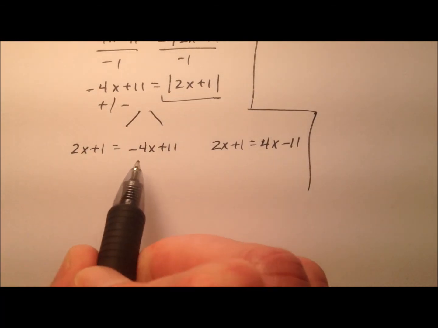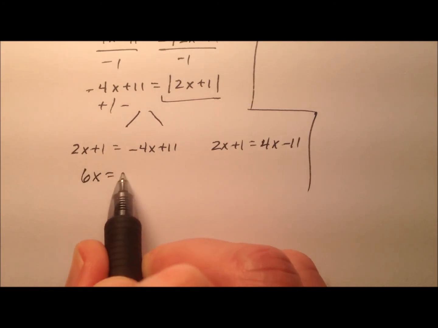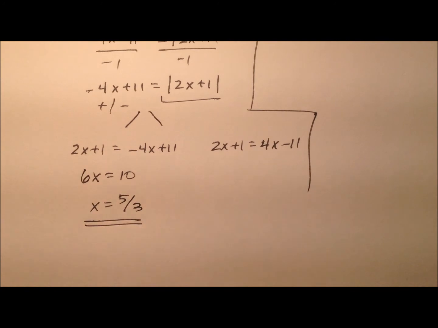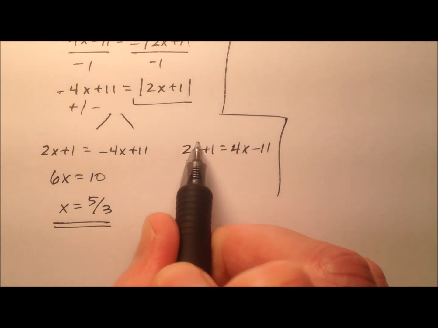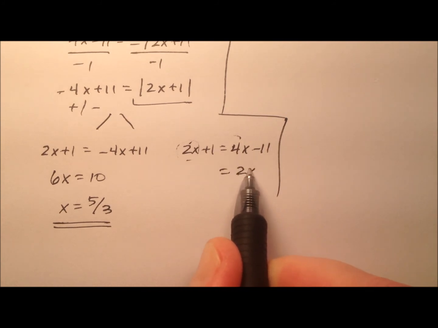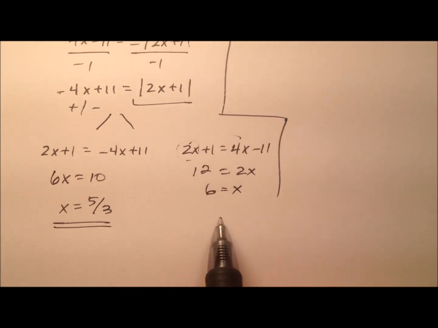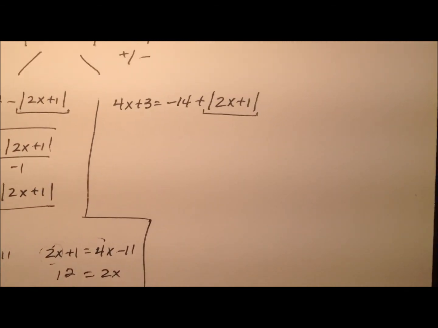So let's solve for x. I'll add 4x and get 6x equals, and subtract 1 to get 10. So x equals 5/3. So there's one possible value. Here, let's subtract the 2x, and we'll get 2x over here, and we'll add 11 to get 12. So it looks like 6 equals x, or x equals 6. So there's a second possible value. Let's leave those for a second, and we'll come back to those in a moment.